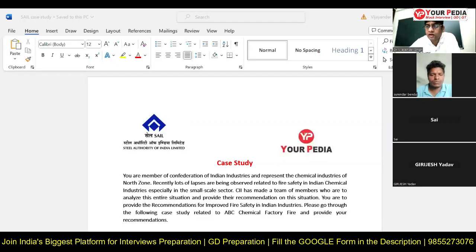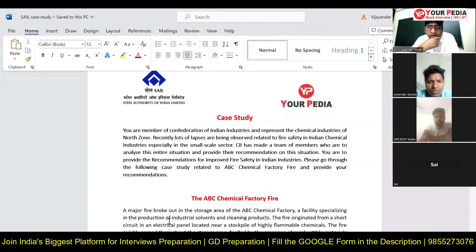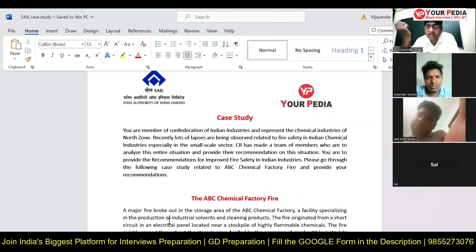So, maybe you can read this particular case study. I'll be providing this in the form of a PDF also. You're a member of CII, Confederation of Indian Industry, and you represent the chemical industries of North Zone. Some lapses were observed related to fire safety in Indian chemical industries, especially the small scale sector. So CII made a team to analyze the entire situation and provide recommendations. So you have to provide recommendations for improvement of fire safety in Indian industries, especially chemical industries.